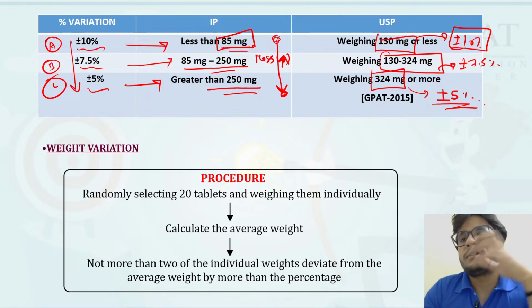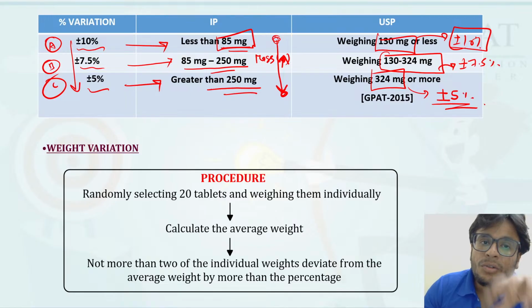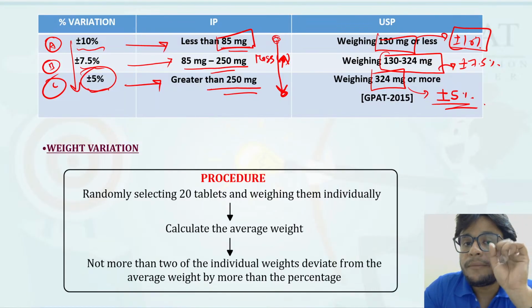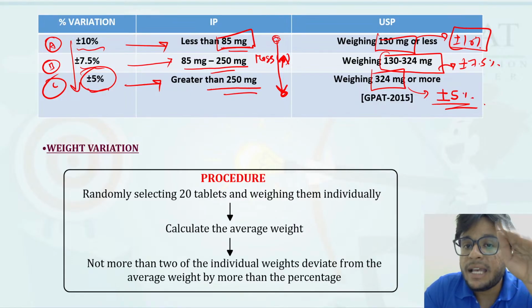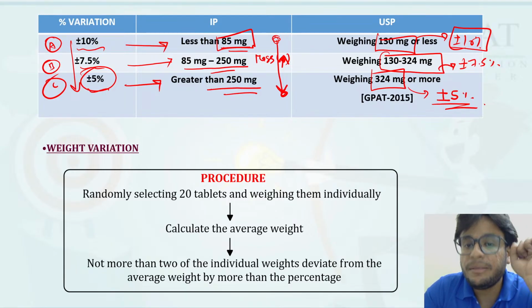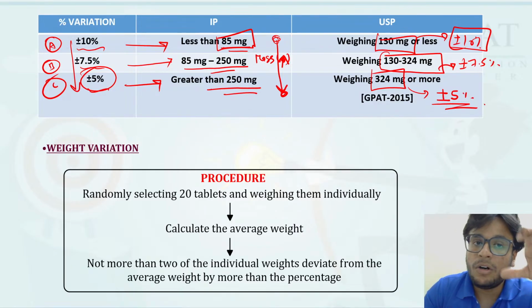Okay, so as the mass of a given tablet increases, the percentage variation allowed for that tablet decreases, because we know that 10% of 85 mg is going to be very small compared to 5% of 250 mg. So we have to normalize these values. That's why we have to allow different percentage ranges of friability.